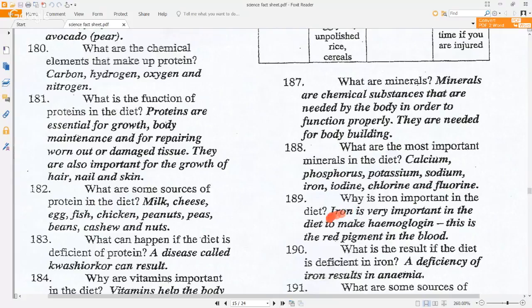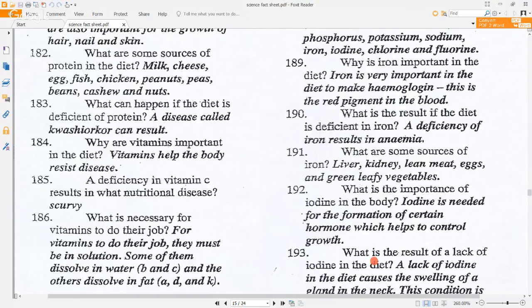Why is iron so important in the diet? Iron is very important in the diet to make hemoglobin. That is a red pigment in the blood. 190, what is the result? If the diet is deficient in iron, the result is known as anemia.